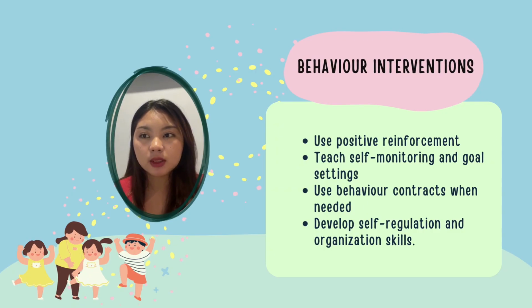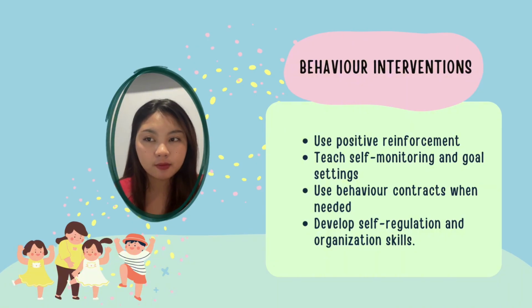Positive reinforcement such as praise, stickers, or reward systems encourages students to repeat appropriate behaviors. Teachers also teach self-monitoring and goal-setting skills to help students become more responsible for their own learning. Behavior contracts may also be used to set clear expectations and motivate students. These strategies help improve self-control, organization, and classroom behavior.